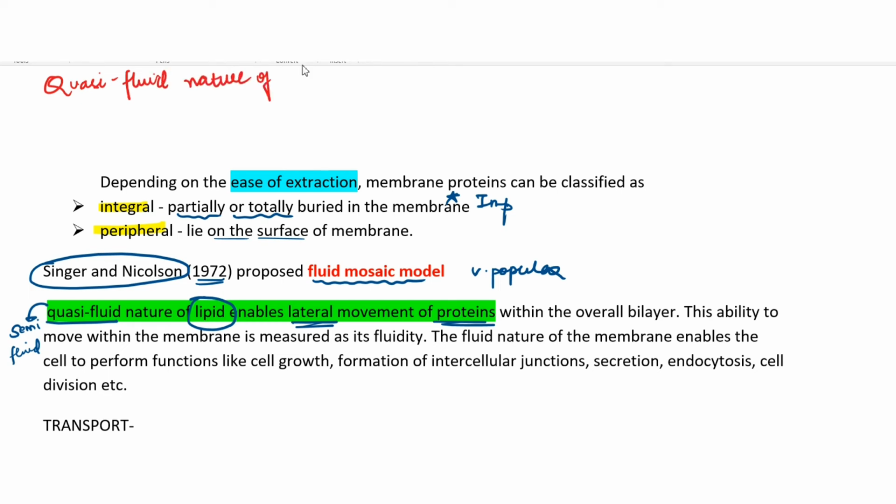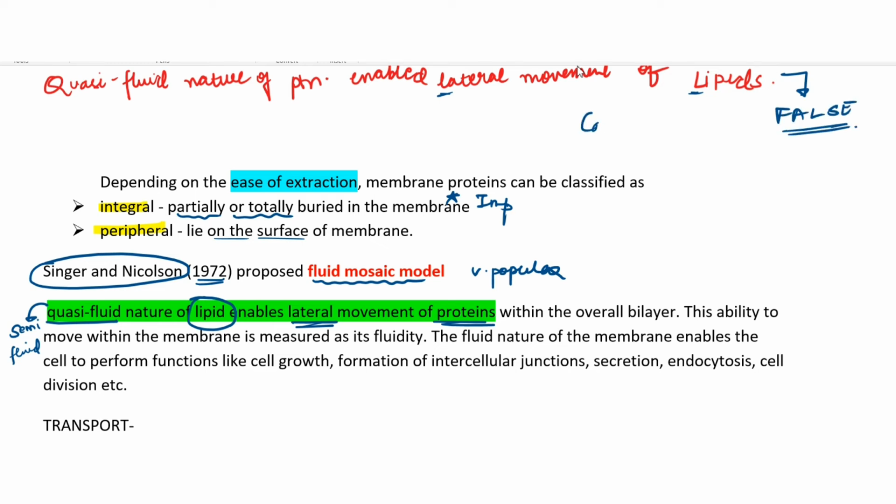Is this sentence right? Nope. This is incorrect. LL, lateral movement of lipids. This can never happen. So LL does not come together. So remember, you can remember it this way. So be careful. They'll mix up the words and they will confuse you. So remember, this is an important sentence.